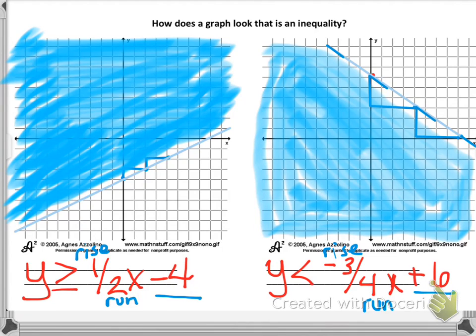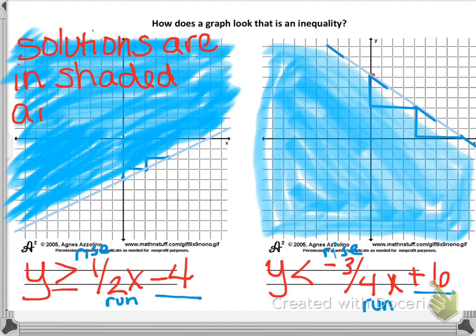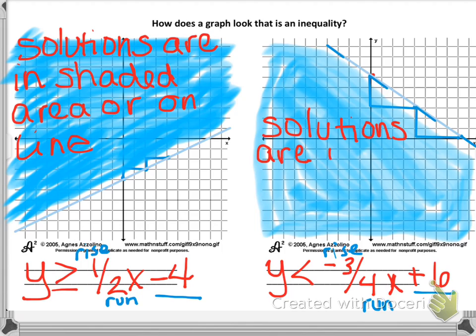Alright, let's look at the solutions on these graphs. Let's start with the one on the left. For solutions, when I have greater than or equal to or less than or equal to, the solutions can be in the shaded area or on the line itself. On the right, my solutions can only be in the shaded area. They cannot be on the dotted line.